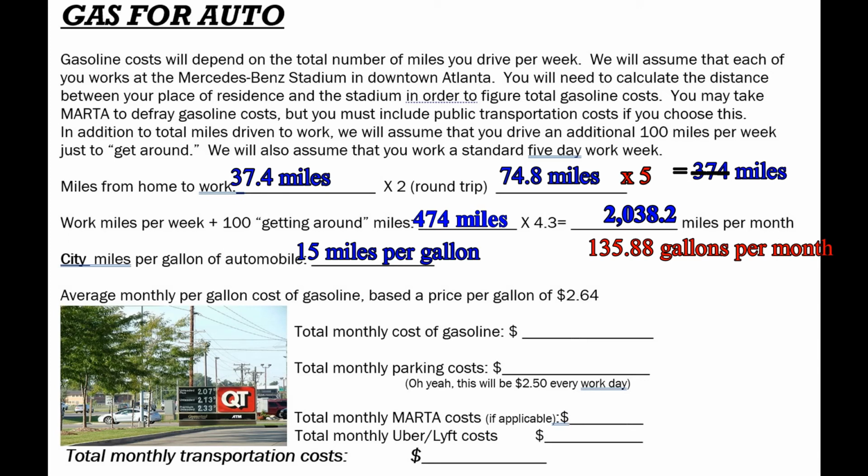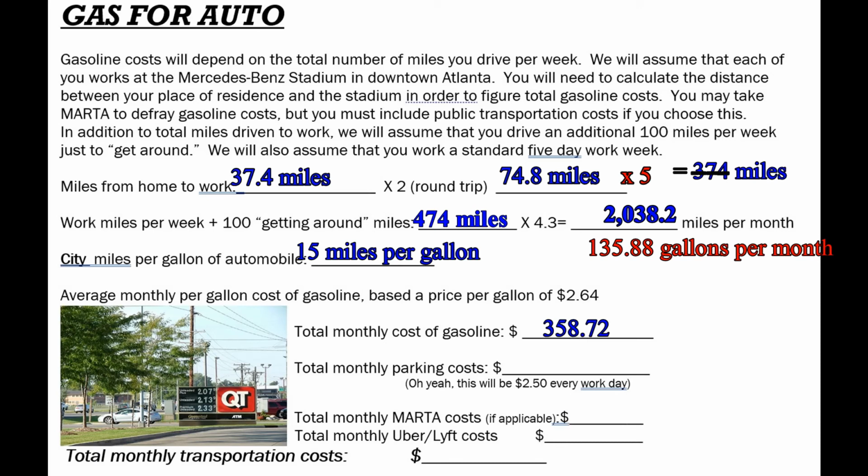Now, all I'm going to do is multiply that times the price of a gallon of gas. In this case, for the project, it was $2.64. So I'm going to multiply $2.64 times 135.88. And when I do that, I get $358.72. So that is going to be my total cost of gasoline.